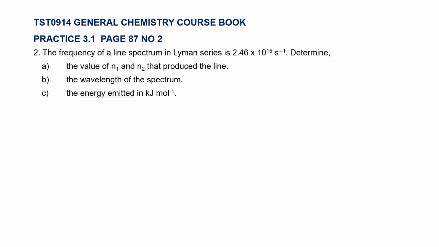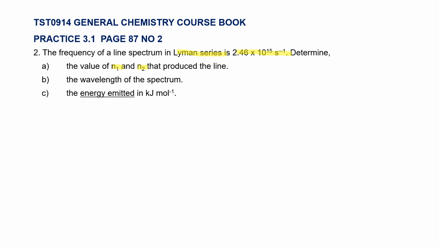Let's highlight the Lyman series, with a frequency 2.46 times 10 to the power of 15 per second. Part A of the question asks for the value of N1 and value of N2 that produce this line. So how to answer?